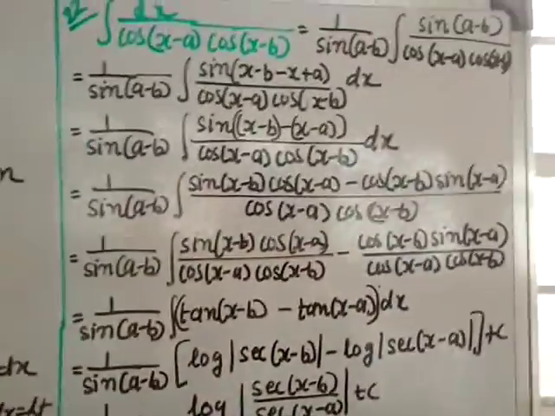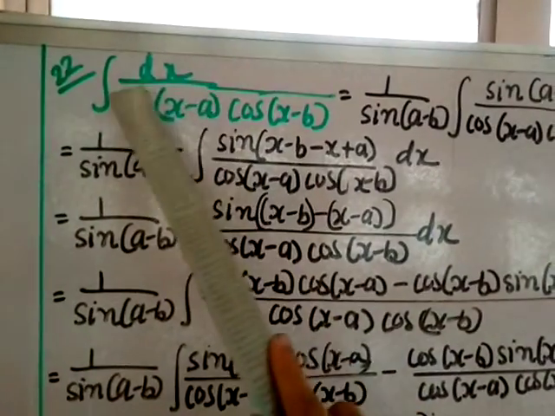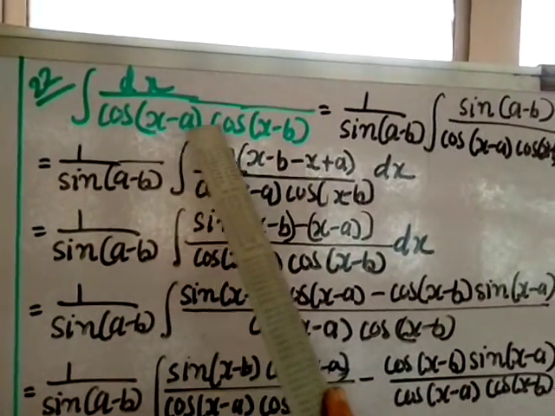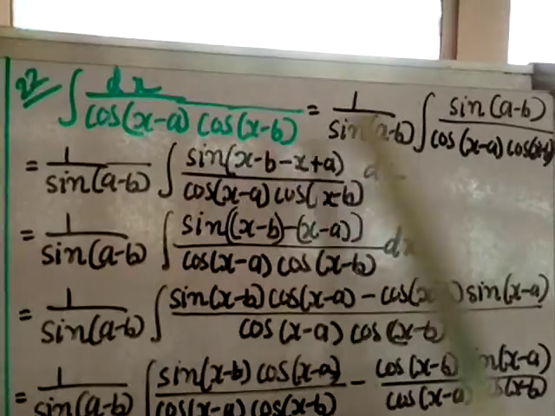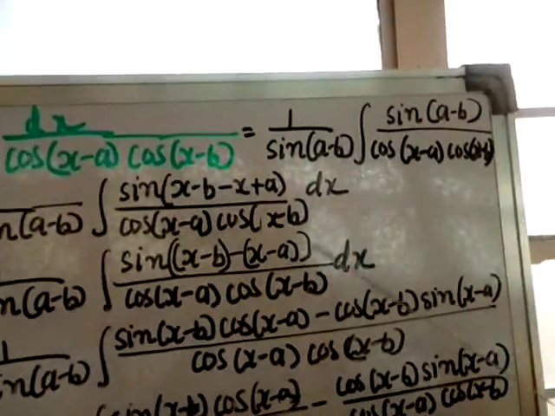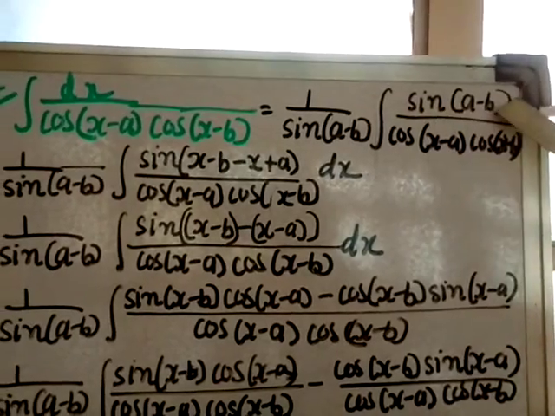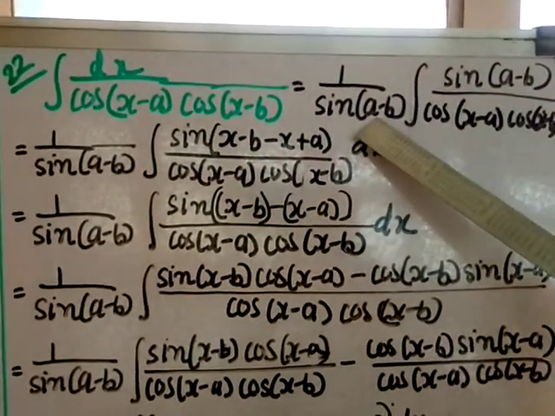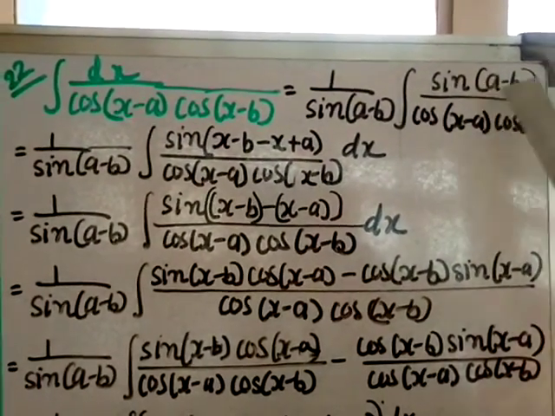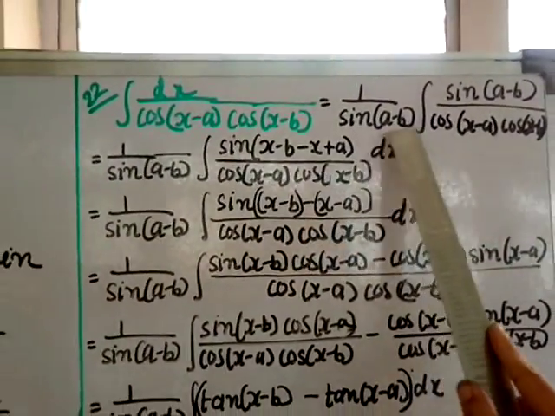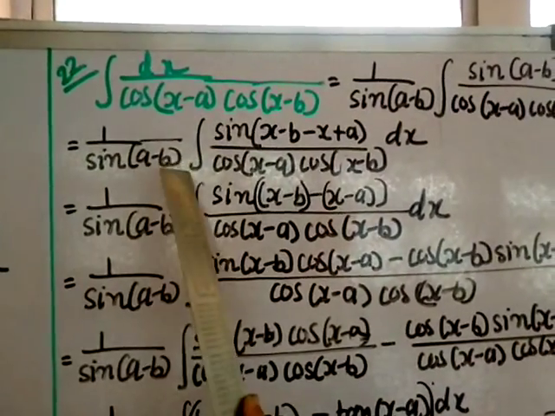Question number 22. Integral 1 by (cos x minus a)(cos x minus b) dx. Here we have to multiply and divide by sin(a minus b). So I am multiplying by sin(a minus b) and dividing by sin(a minus b). This is division, this is multiplication. This one is constant because a and b are constant, so take sin(a minus b) out of the integral.